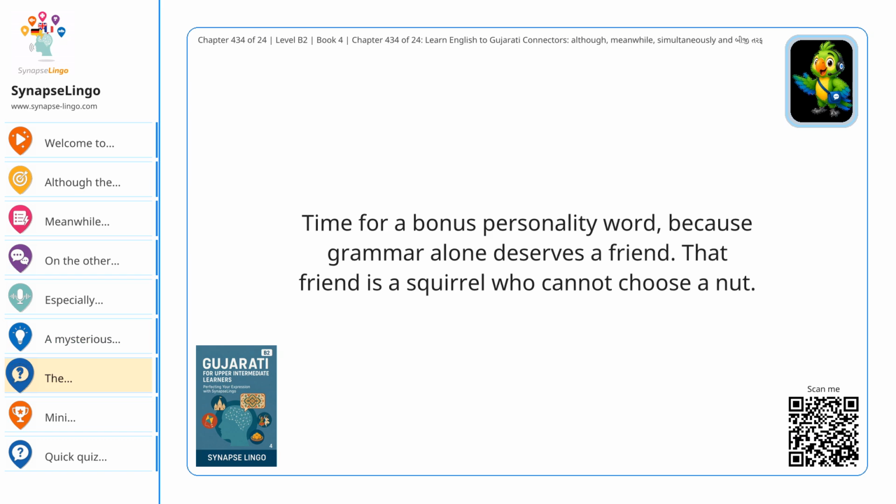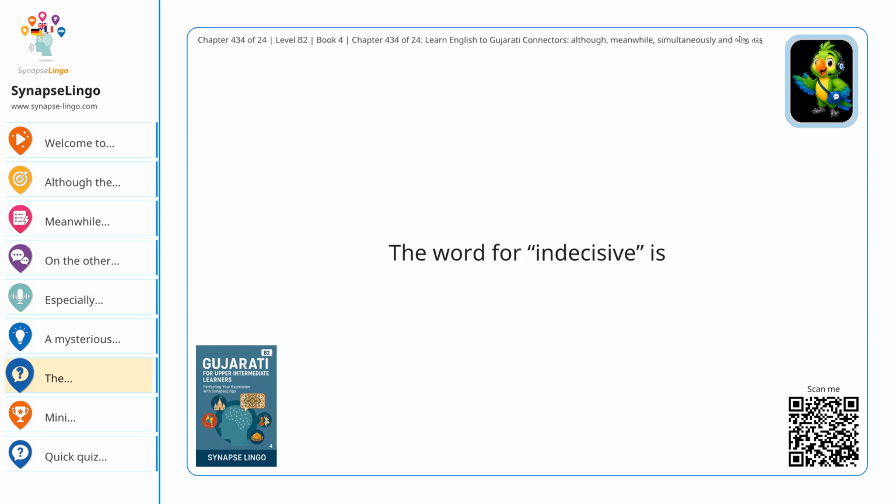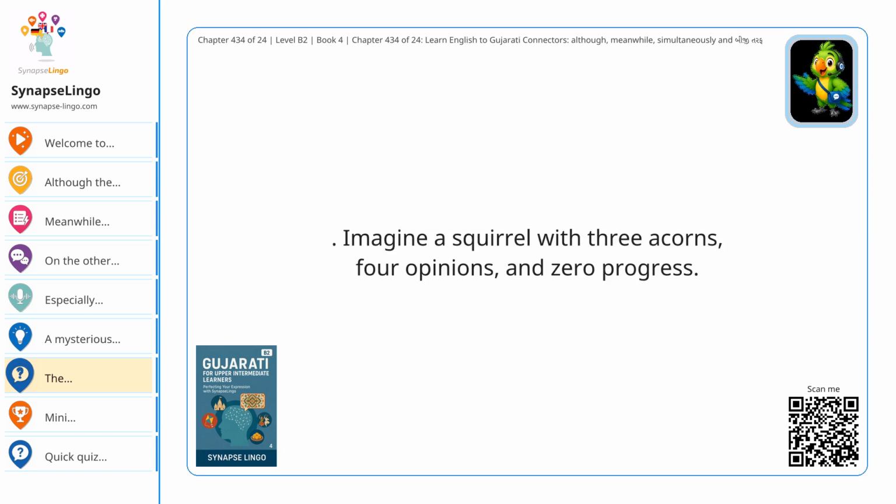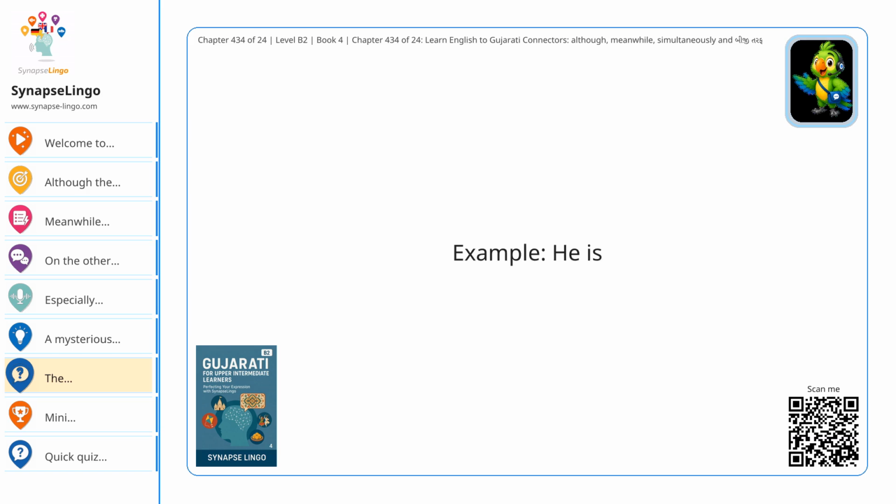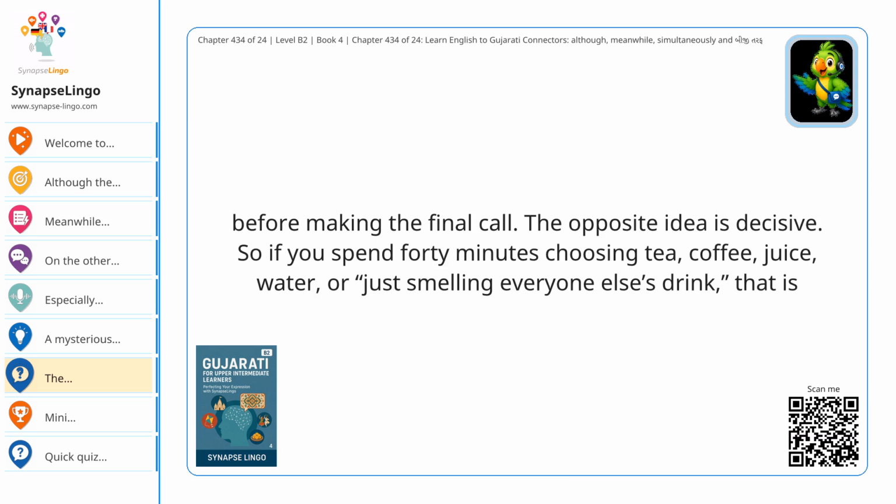The indecisive squirrel. Time for a bonus personality word, because grammar alone deserves a friend. That friend is a squirrel who cannot choose a nut. The word for indecisive is અનિર્ણાયક. Imagine a squirrel with 3 acorns, 4 opinions, and 0 progress. Example: he is અનિર્ણાયક when choosing a restaurant. Another example: I felt અનિર્ણાયક before making the final call. The opposite idea is decisive. So if you spend 40 minutes choosing tea, coffee, juice, water, or just smelling everyone else's drink, that is અનિર્ણાયક.